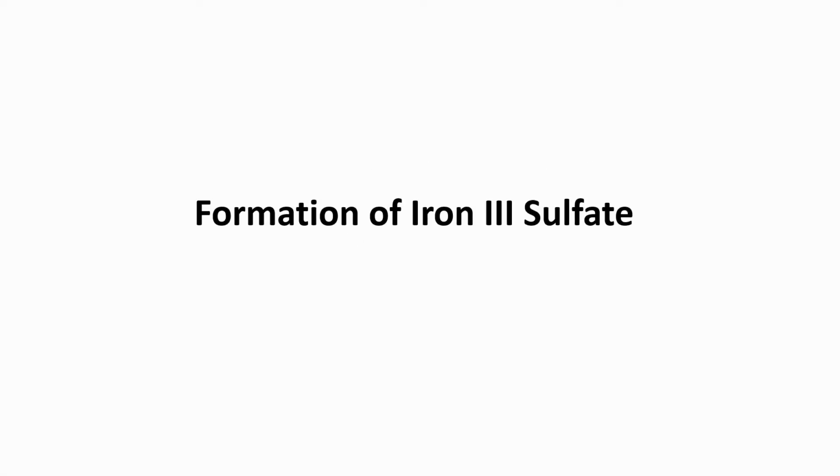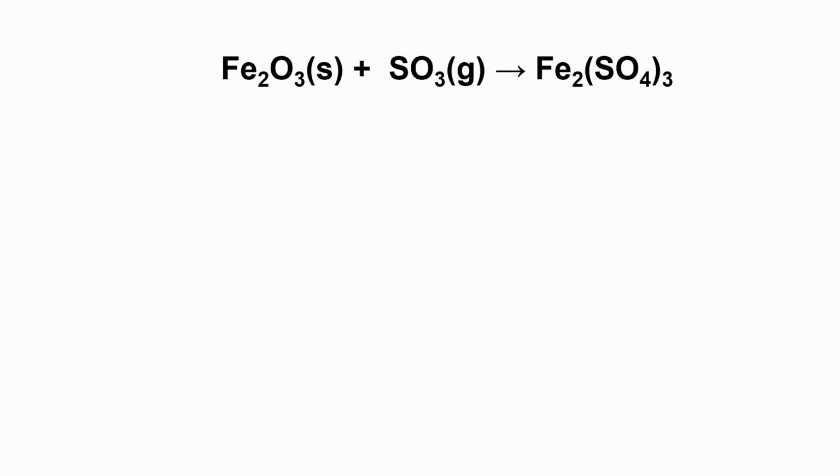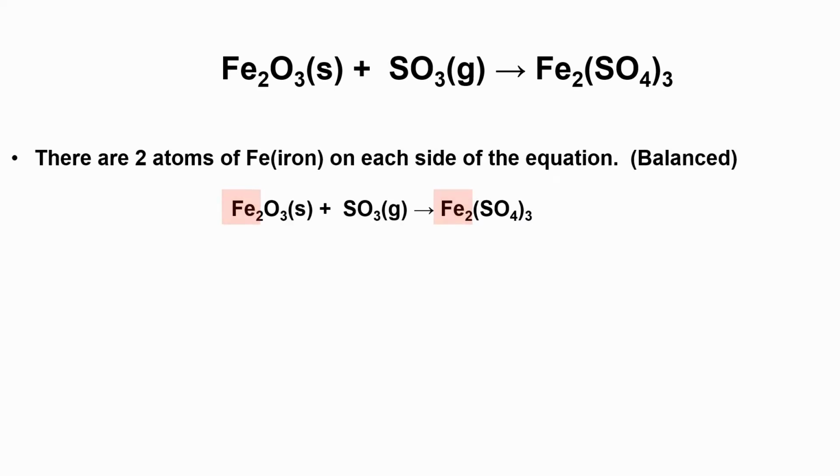Balancing chemical equations. Let's begin with the formation of iron(III) sulfate. When iron(III) oxide reacts with sulfur trioxide, we will form iron(III) sulfate. In balancing the equation, we must first recognize that there are two atoms of iron on each side of the equation. In this case, the iron is balanced.